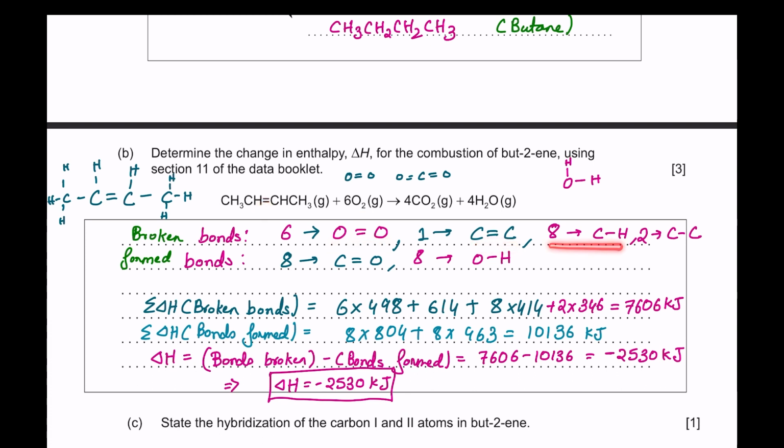8 C-H bonds will be broken. All of the carbon hydrogen bonds will be broken because there are none of the carbon hydrogen bonds on the right hand side. And two of the C-C bonds will be broken. That is these bonds. Okay. If I write the structure like this, these 2 bonds will be broken. So this is all of the bonds that are broken.